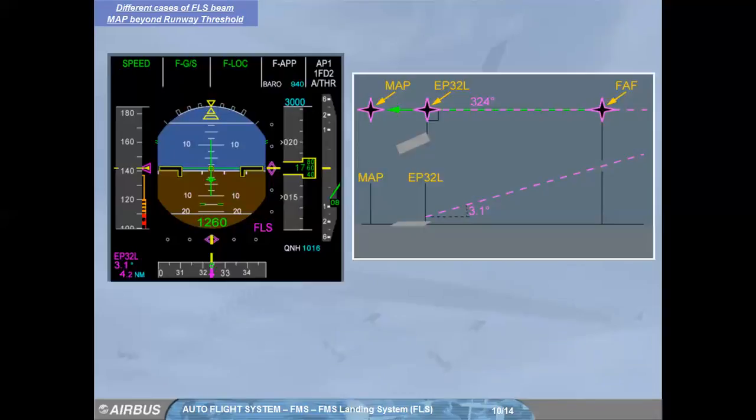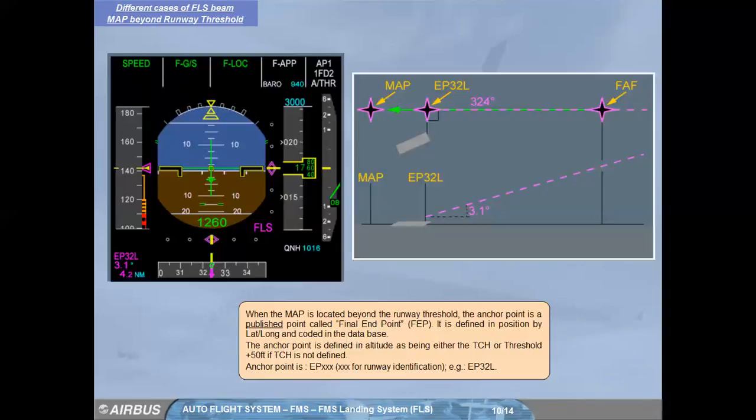The map is located beyond the runway threshold. The anchor point is a published point, called final end point. It is defined in position by latitude and longitude, and coded in the database. The anchor point is defined in altitude as being either the TCH, or threshold plus 50 feet if TCH is not defined. Anchor point is EPXXXXXX for runway identification. Example given, EP32 left.